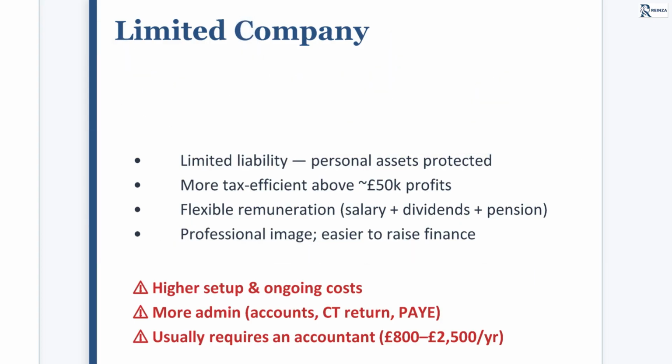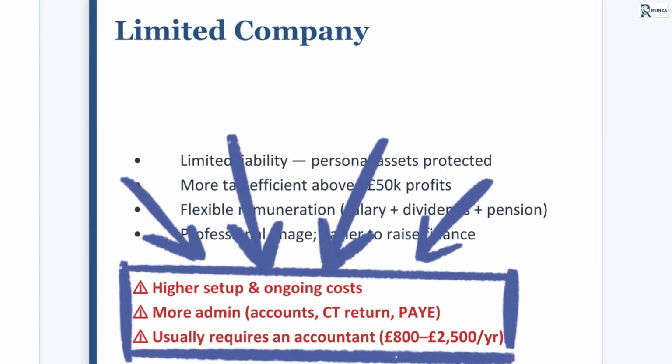The downsides: higher setup and ongoing costs, more administration, including preparing formal accounts, filing a corporation tax return, and running PAYE. And you will usually need an accountant, which typically costs between £800 and £2,500 per year.